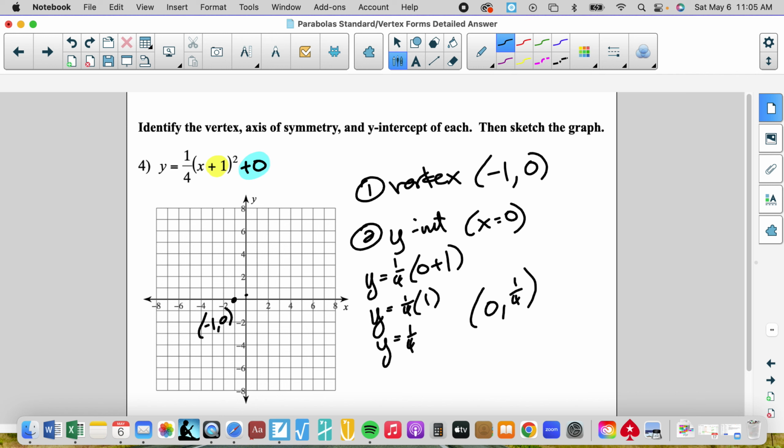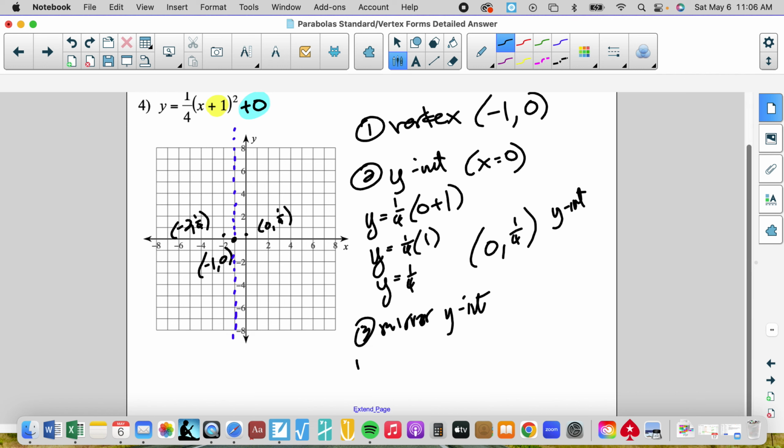Okay. I forgot to draw my axis of symmetry, which was on my vertex because I got my vertex. And then we plot this one, which is (0, 1/4), and this is going to be (-2, 1/4). All right, I mirrored. This is my y-intercept, and I mirrored my y-intercept. And 4 is find a fourth point.